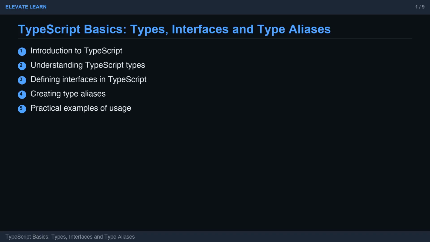Today we're diving into 3 fundamental concepts that will help you write more robust and maintainable code. First up, let's talk about what TypeScript is and why it's so useful. Then we'll explore different types of data you can use in your TypeScript projects. Next, I'll show you how to define interfaces, a powerful way to describe the shape of objects. After that, we'll create type aliases, which are a handy shortcut for defining complex types. Finally, we'll see these concepts in action with some practical examples.